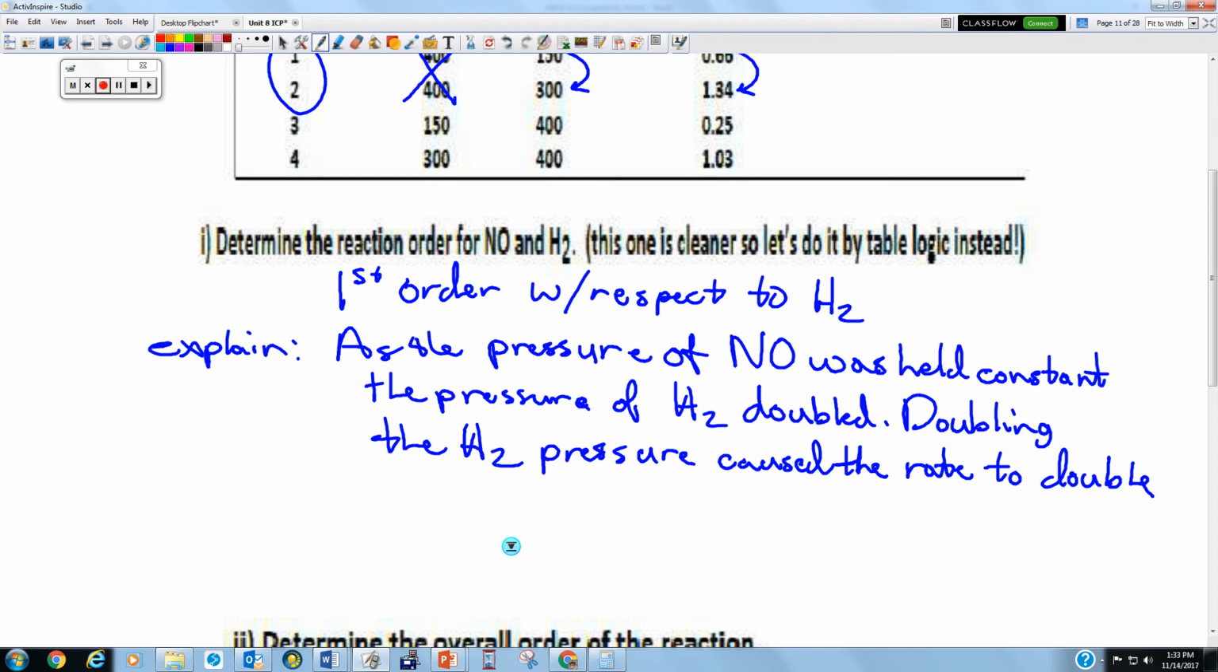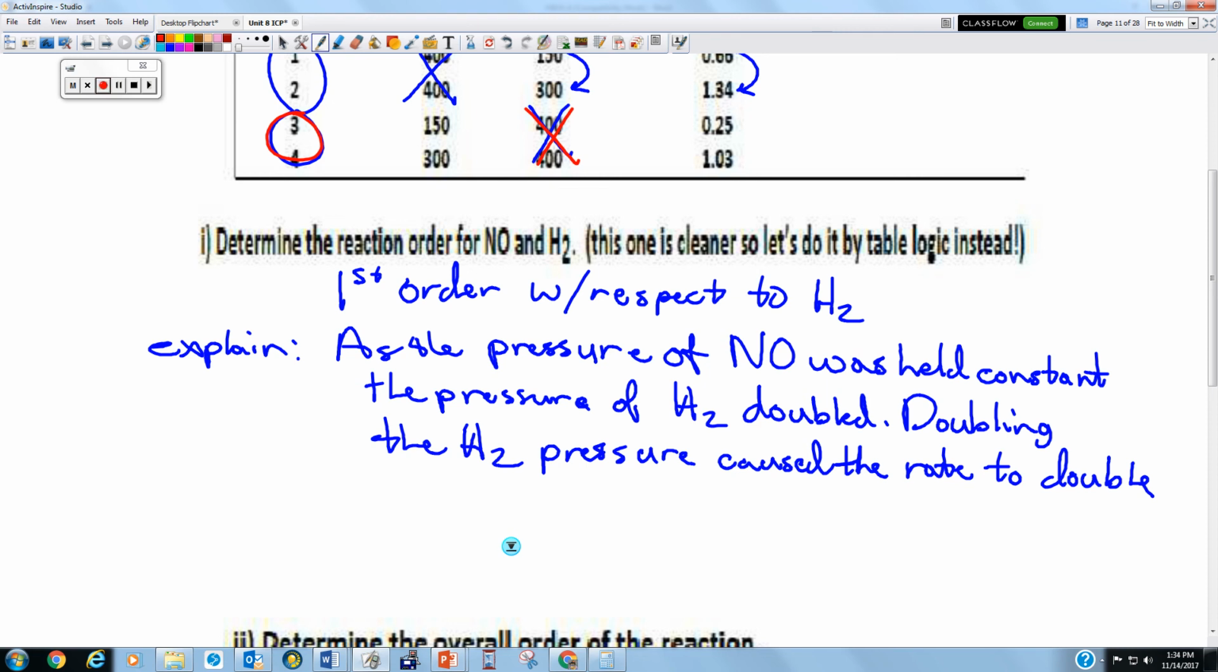All right, so now let's go ahead and look. So that's our order with respect to H2. Now we need to solve for the order with respect to NO. So we're going to look for one that has H2 held constant. So we're going to look at 3 and 4. So we can cancel out the pressures for H2 because that was held constant.